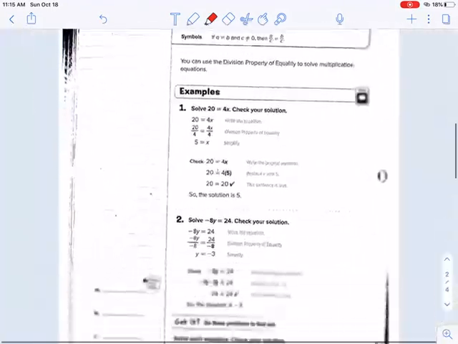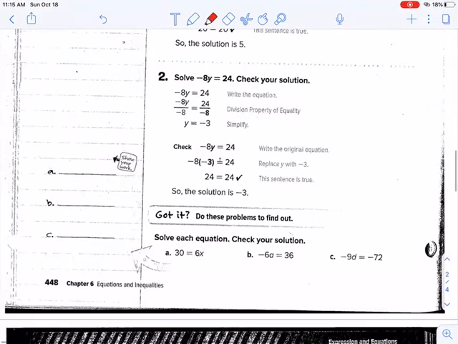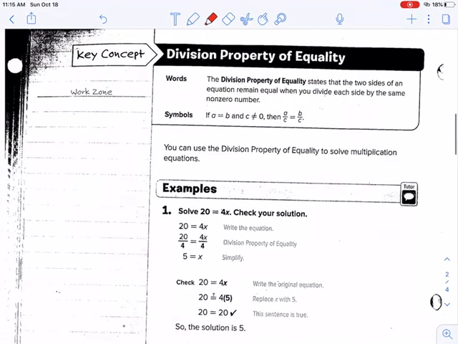All right, so let's go to page 448 in your notes. And just like we had the addition and subtraction property of equalities last lesson, we have the division property of equality. Think of your seesaw or your science balance again. If you divide something from one side, you must divide it by the same on the other side to make it equal.